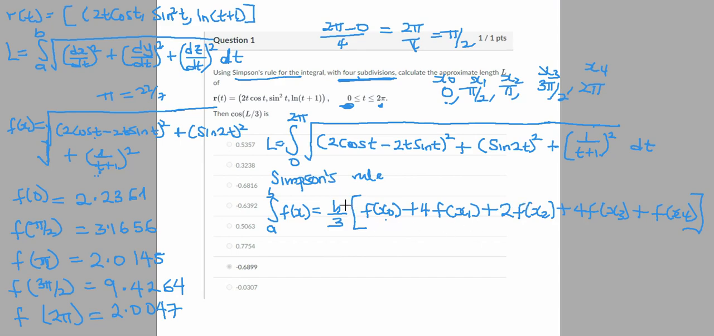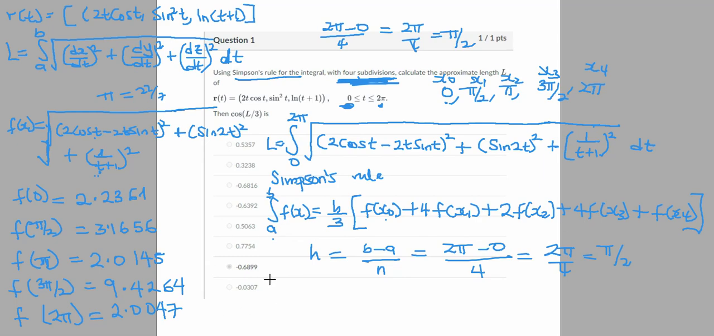Now we need to know what our h is also. Our h in Simpson is b minus a over n, where your b is your higher limit, which is 2 pi in this case. Your a is your lower limit, which is 0. And your n is the number of intervals that you are dividing into, 4 divisions, which is 4. So that is 2 pi over 4, which is pi over 2. So we've gotten our h also. So now we can substitute all of this.